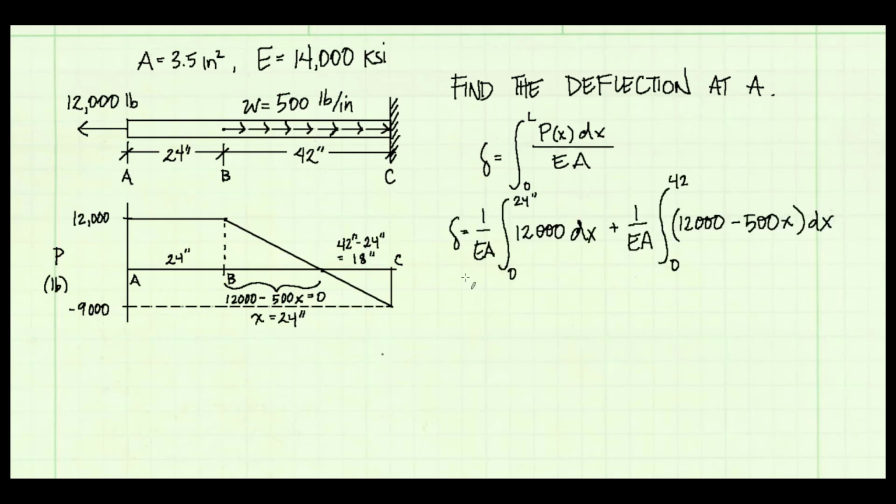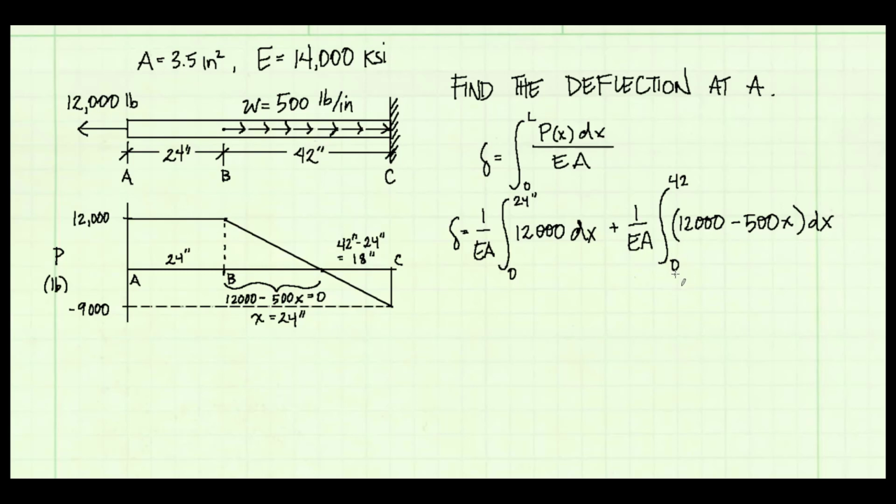Okay, so here's the deflection in integral form. I've broken it into two. From A to B, we have a constant load, and since we also have a constant area and constant E, I've just pulled E and A out of the equation, and technically I could even pull the 12,000 out, but anyway, that's a constant. From B to C, we also have a constant EA, so I pulled that out of the integral, and now I have P defined as a function of x, and I'm going to say that point B is our new starting point, origin 0.